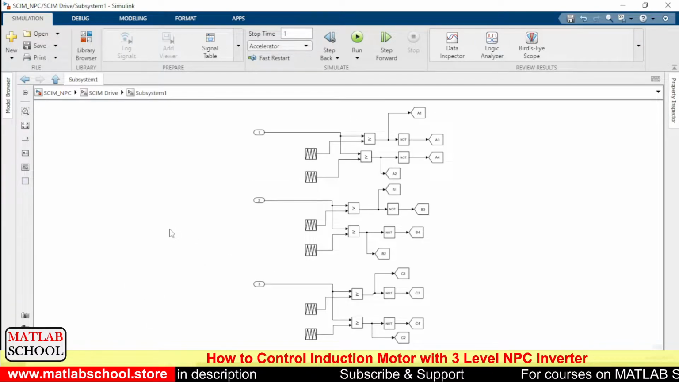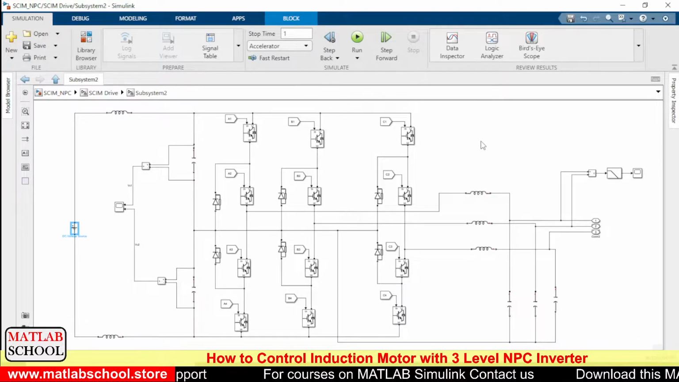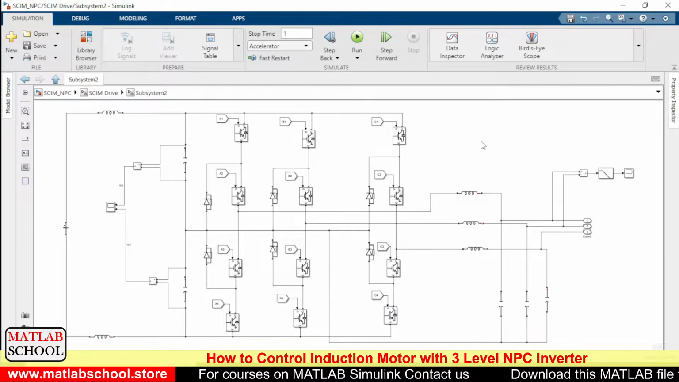In the next stage, we have the control PWM generators. As you know, an NPC inverter will have 12 switches. You will find 4 switches in a leg, so on the whole, the number of switches would be 12. And to the NPC controller, we have this diode arrangement and capacitor arrangement.